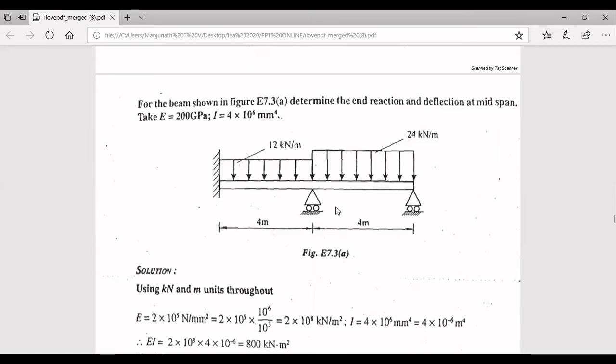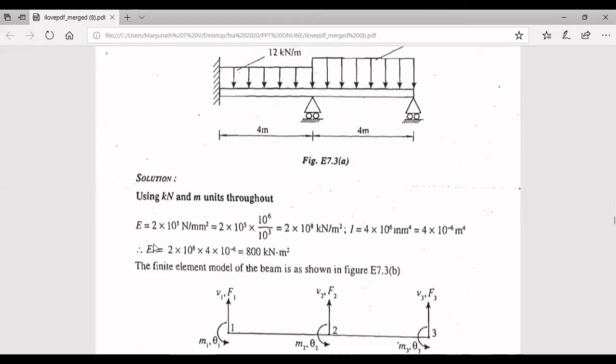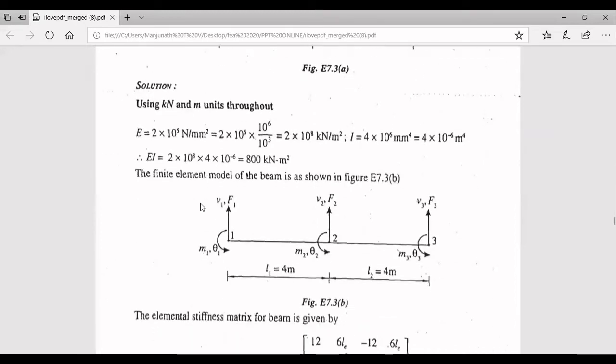Once we calculate theta 2 and theta 3, then by using these values we can calculate the deflection at the midspans and also the reactions. Let us consider first, what are the given data? Take E as per the given data, 2 into 10 to the power of 8 kilonewton per meter square. I is also given, so the flexural rigidity EI is equal to 2 into 10 to the power of 8 into 4 into 10 to the power of minus 6, which gives 800 kilonewton meter square.